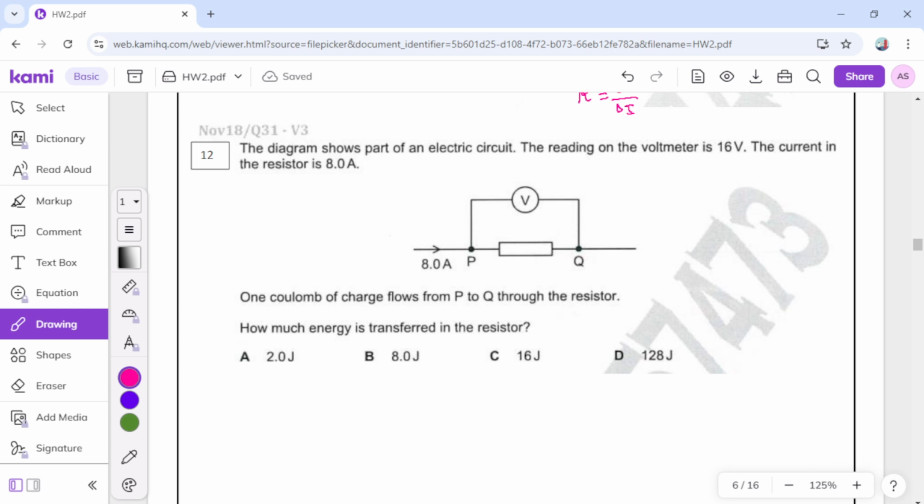The diagram shows part of an electric circuit. The reading on the voltmeter is 16. We have voltage 16. The current in the resistor is 8. 1 coulomb of charge flows from P to Q through the resistor. How much energy? Because as you know, energy or electrical work equals charge multiplied by voltage. We have 1 coulomb multiplied by 16 volts equals 16. So the answer is what? 16 joules.